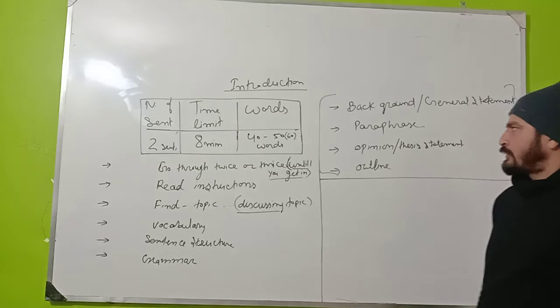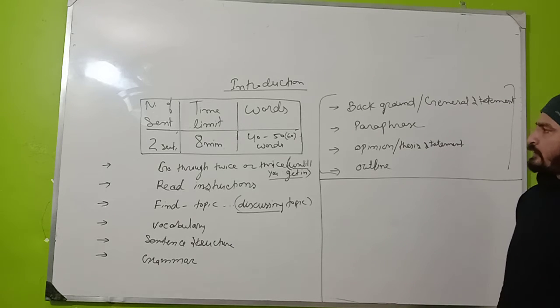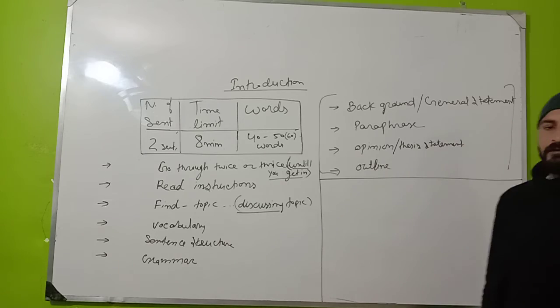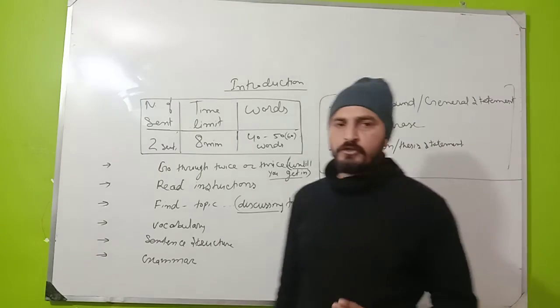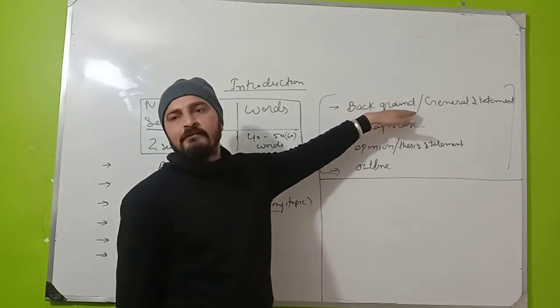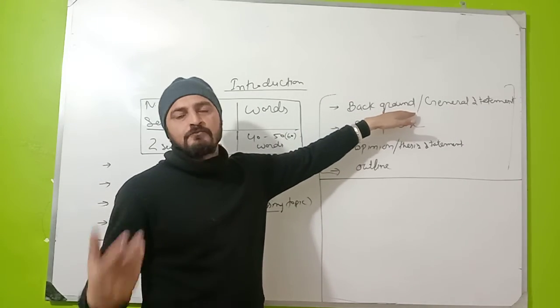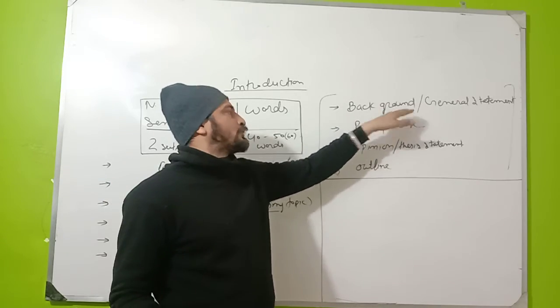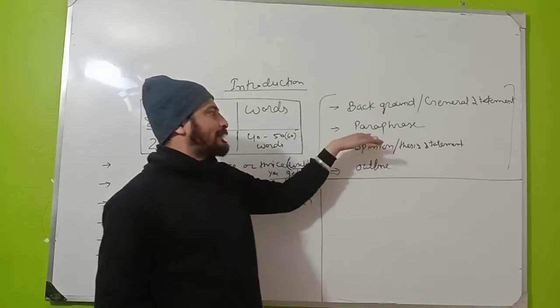Then let's move to the main thing. What is there in our introduction? The first thing is the background, or maybe the general statement. This is a great one. So you need to understand what the background is. This is really important for people who want to get a great band score, band 7 or maybe 8. The next thing is a paraphrase.